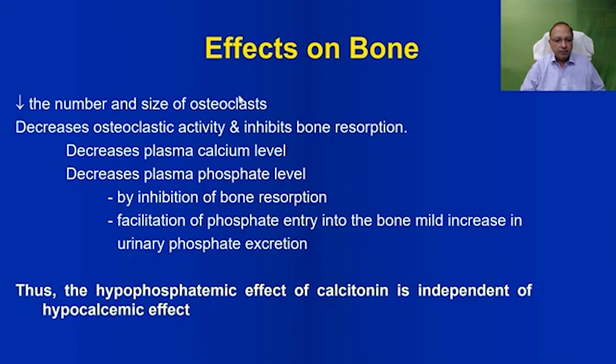So it is protective in nature. It prevents the loss of calcium from the bones. It decreases the number and the size of the osteoclasts. It decreases the osteoclastic activity, and it inhibits bone resorption. It will decrease the plasma calcium as well as the plasma phosphate level. And this plasma phosphate level decreases by the inhibition of bone resorption and the facilitation of phosphate entry into the bone. That will cause a mild increase in the urinary phosphate excretion also. Thus, the hypophosphatemic effect of calcitonin is independent of the hypocalcemic effect.